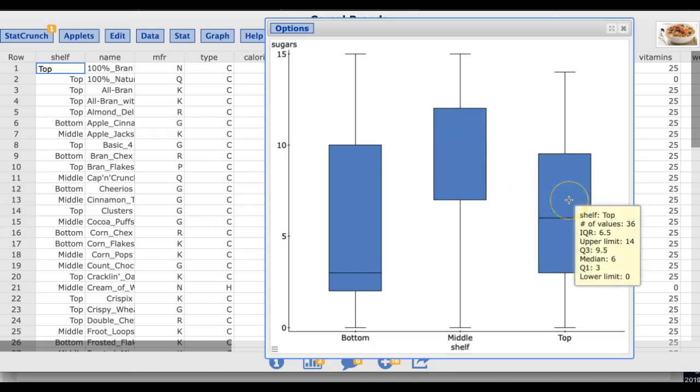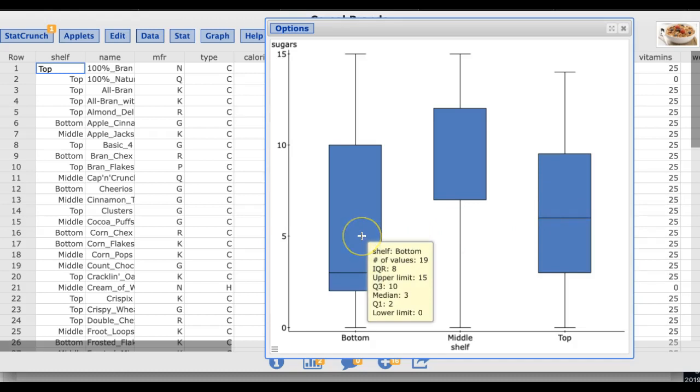And here, what we could say is that 50% of the sugar amounts for the top shelf were between 3 and 9.5 grams. And here we could say 50% of the typical sugar amount was between 2 and 12 grams.